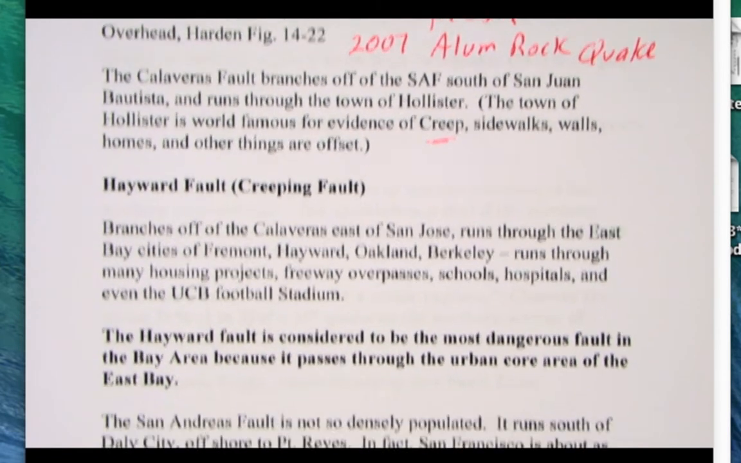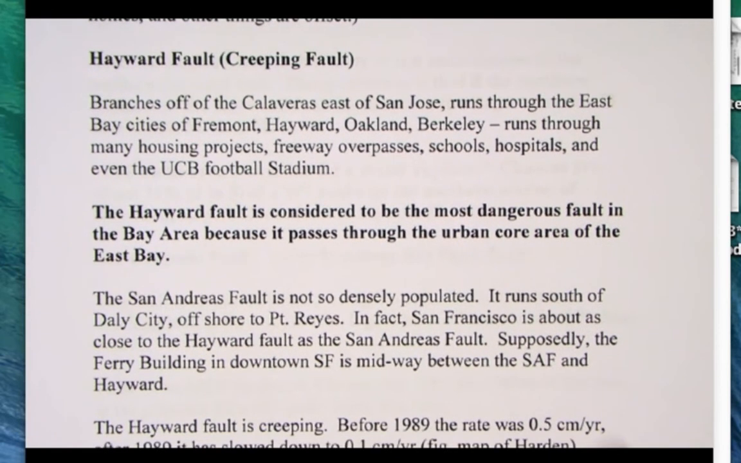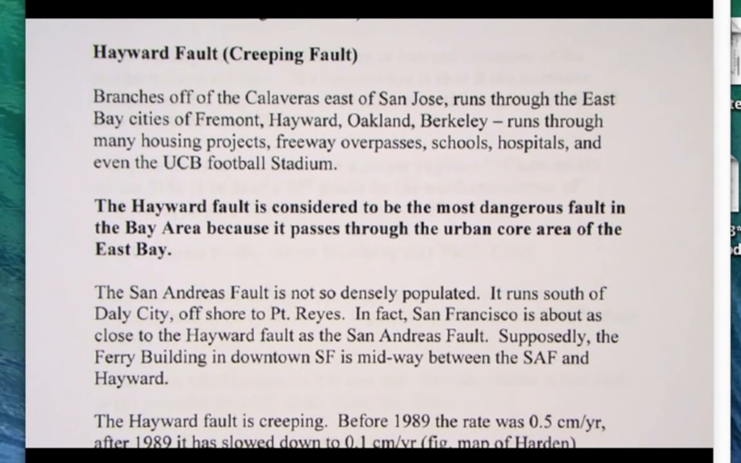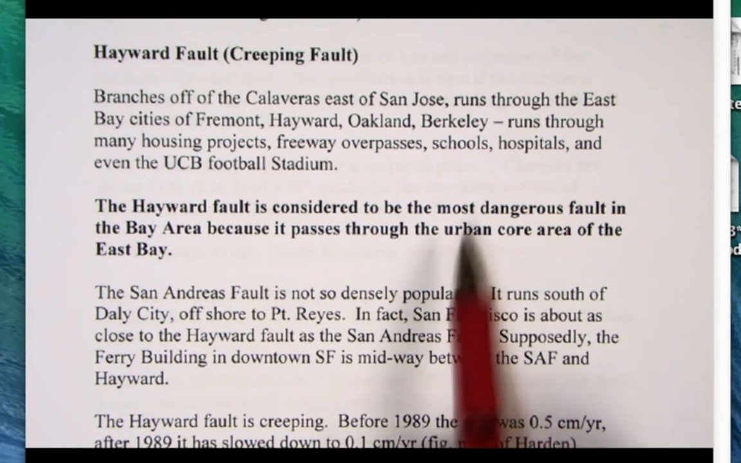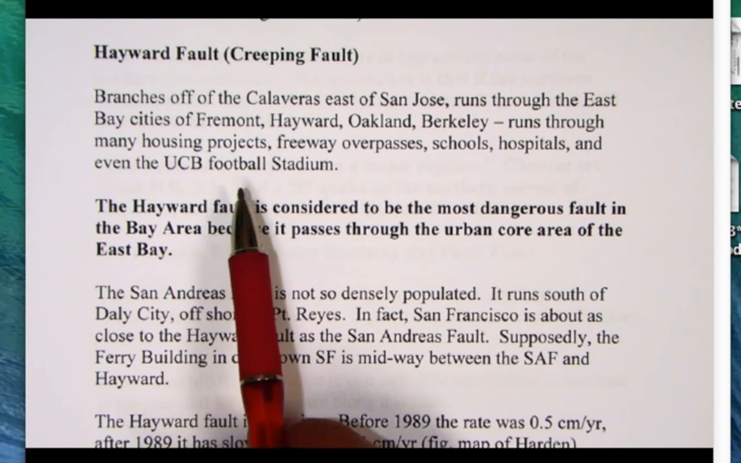Now, if we look at the Hayward fault, it branches off of the Calaveras fault east of San Jose and runs through the East Bay cities of Fremont, Hayward, Oakland, and Berkeley. It runs through many housing projects, freeway overpasses, schools, hospitals, and it goes right through the middle of UC Berkeley Stadium.